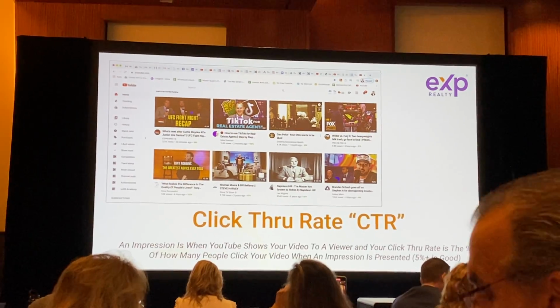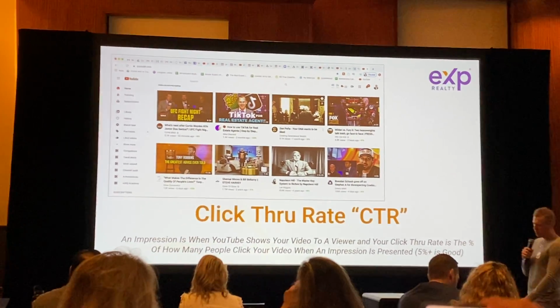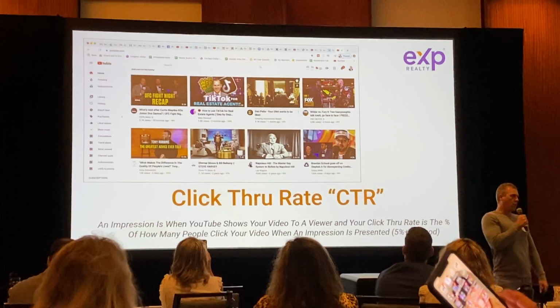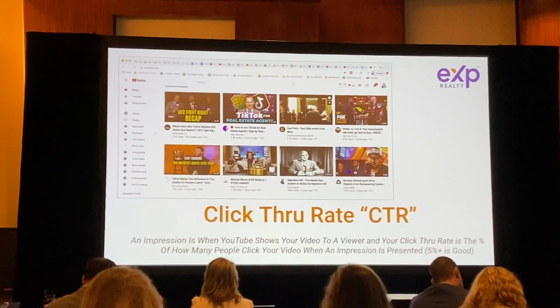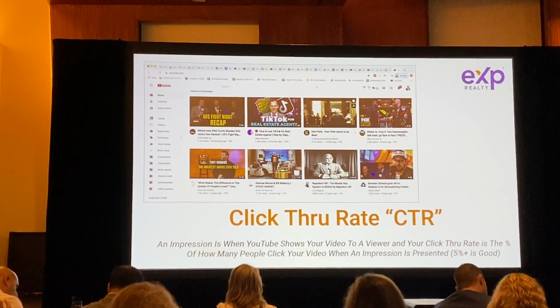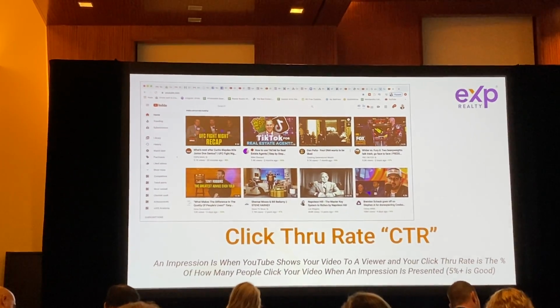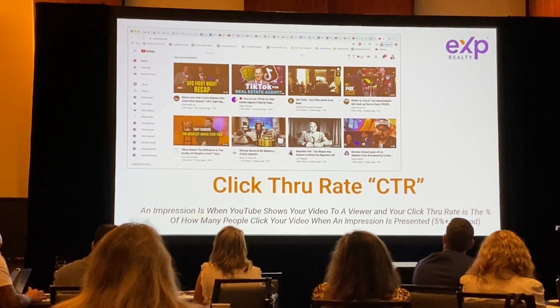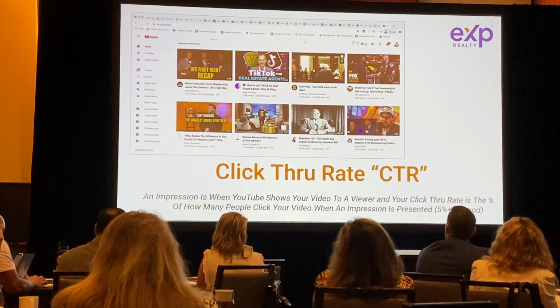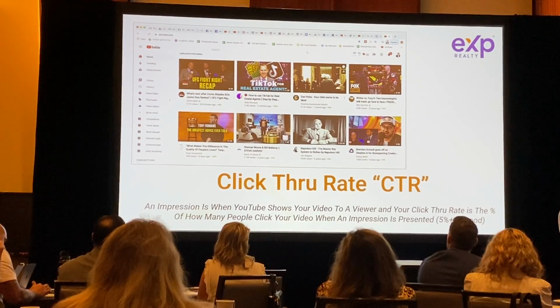Okay, now let's talk about click-through rates. This is incredibly important as well. A click-through rate is a relationship between how many times your thumbnails or videos have been flashed in front of a consumer versus how many times they click it, creating a percentage. You can see my partner up there, Mike. That's 1 impression. When they flash your video in front of someone, that counts as 1.